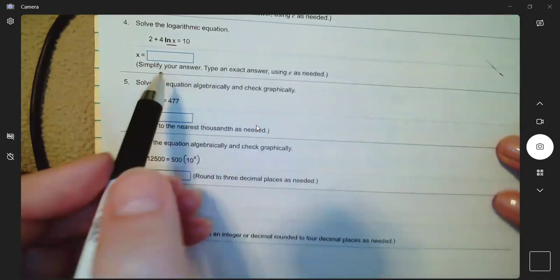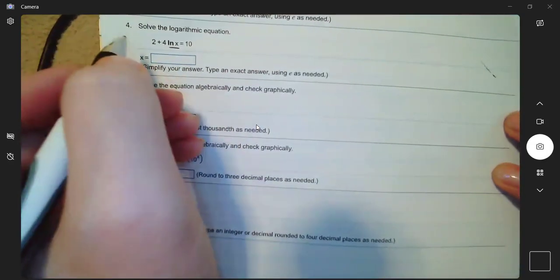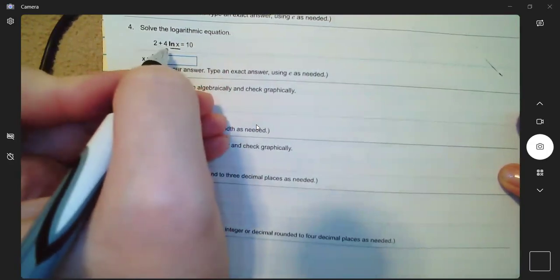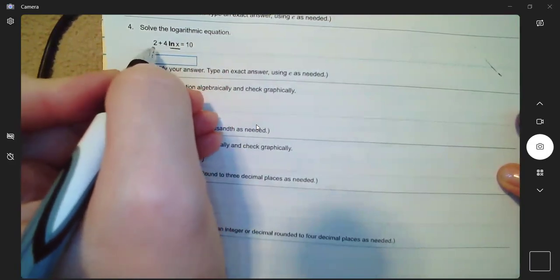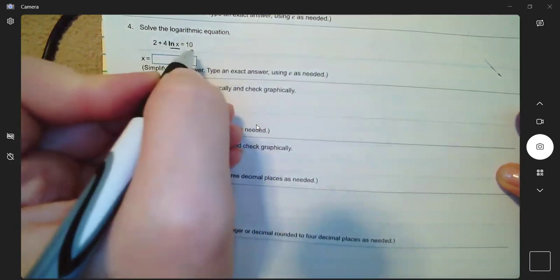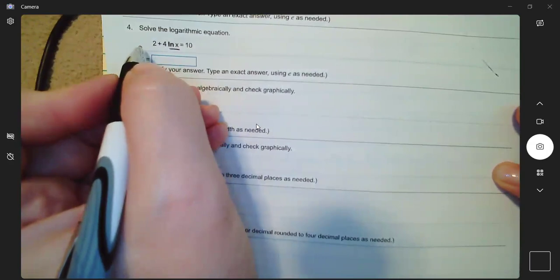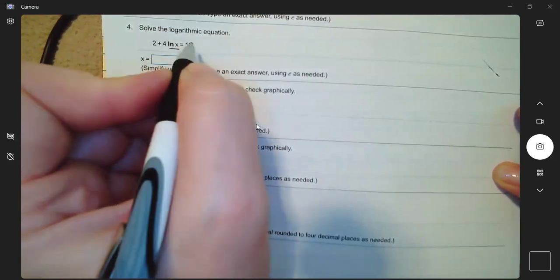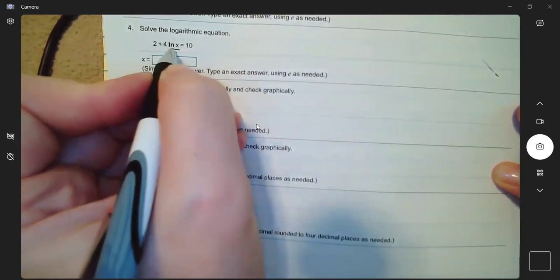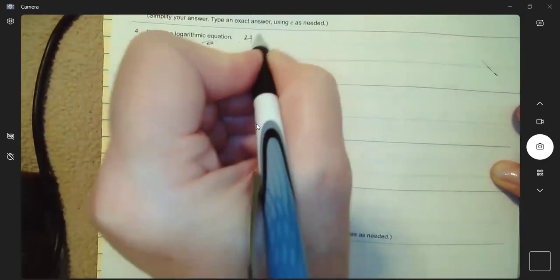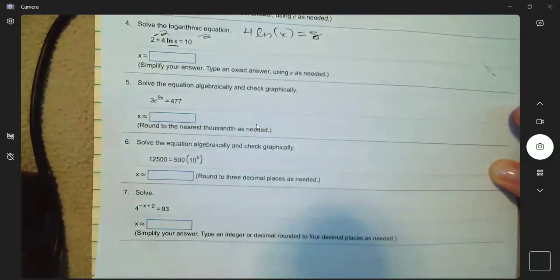Okay, let's look at number 4. It's similar, but it's got a couple of extra steps here. I have the natural log of x, but I also have a 2 and a 4 that are not part of that logarithm. So I need to first move those 2 numbers to the other side of the equation using our rules for solving. And just like any solving, you start from the number on the outside and work your way in. So we're going to subtract 2 from both sides first. So minus 2, minus 2. So I'll have 4 times the natural log of x equals 10 minus 2, 8.